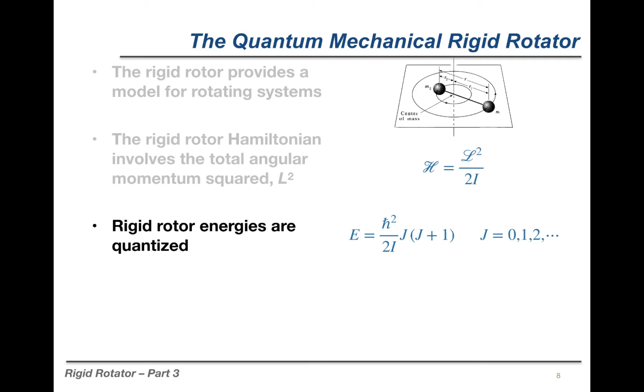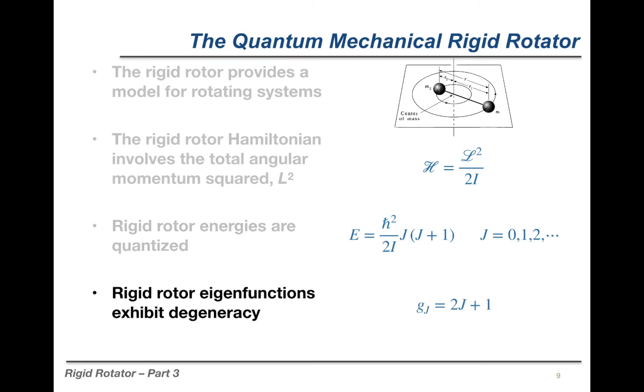The rigid rotor energies are quantized, and we introduced a new quantum number J, which is equal to an integer greater than or equal to 0. And lastly, we pointed out that rigid rotor eigenfunctions exhibit degeneracy, and the degeneracy g sub J, as shown on the right again, is given by 2J plus 1. So the higher the quantum number, the higher the energy, and the higher the degree of degeneracy.